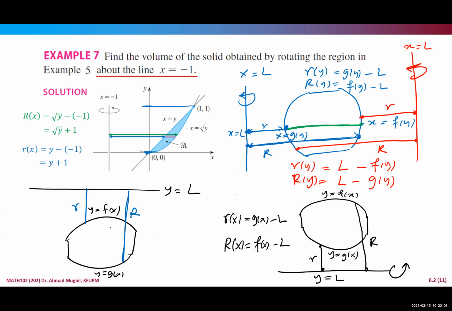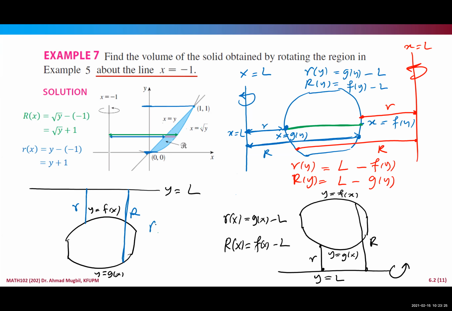Notice, Shabab, we have a washer here. Why do we have a washer? Because the axis of rotation is not a boundary of the region. In this case, we will have a washer. If it is a boundary, we will have, of course, a disk, because there is no space here.